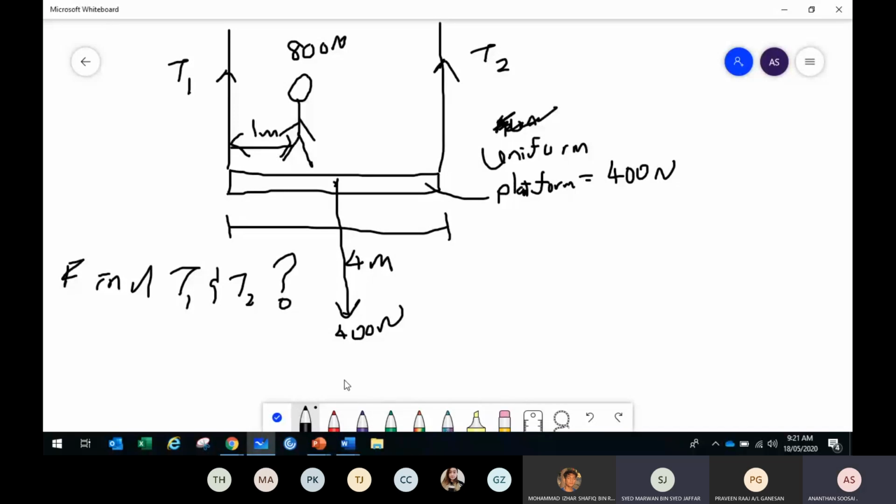Okay, so I got the answer. So all of you got this. Your friend said T1 is 800 Newton. Two of you said T1 is 800 Newton, and T2 is 400 Newton. Okay, so all of you got this answer?